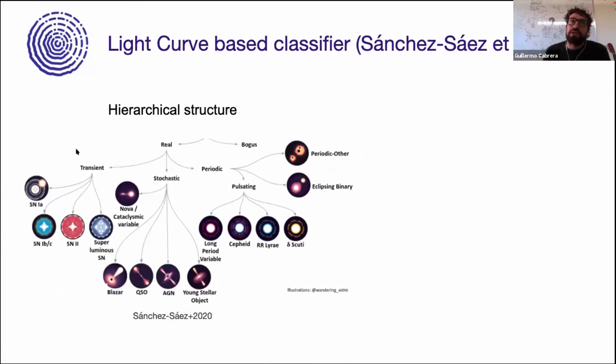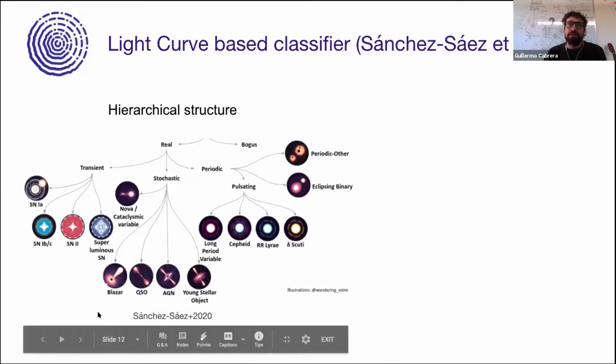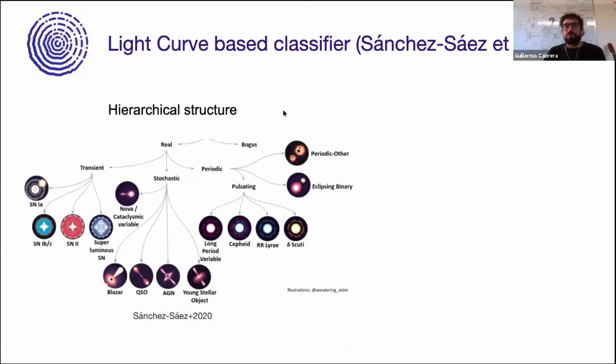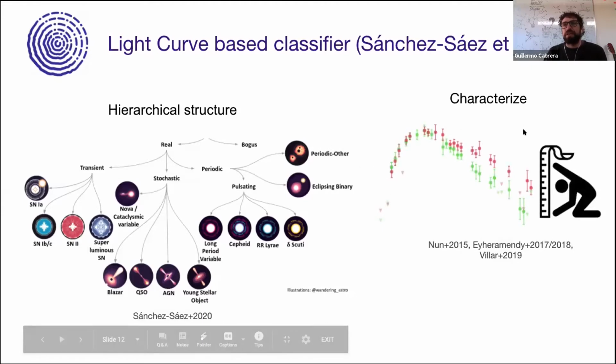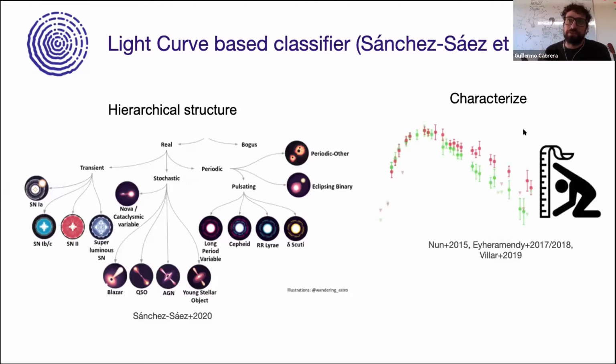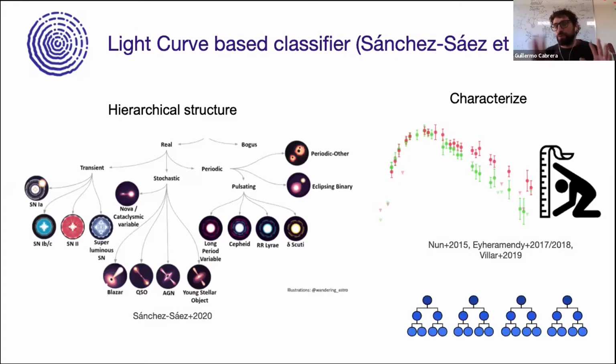You can see that we have transient, stochastic, and periodic sources, and each of them has subclasses, right? What we do to classify into these subclasses is we start by getting the light curve and calculating features out of the light curves. So we have features related to magnitudes, features related to periods, features related to autocorrelation models and stuff like that. We have a whole bunch of features that we calculate on the light curves, and then we put these features into a random forest.